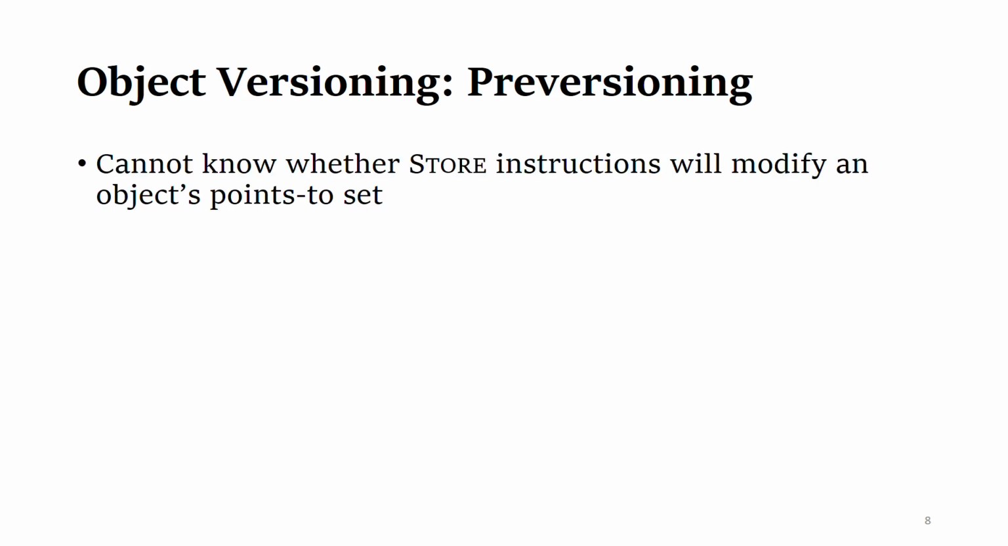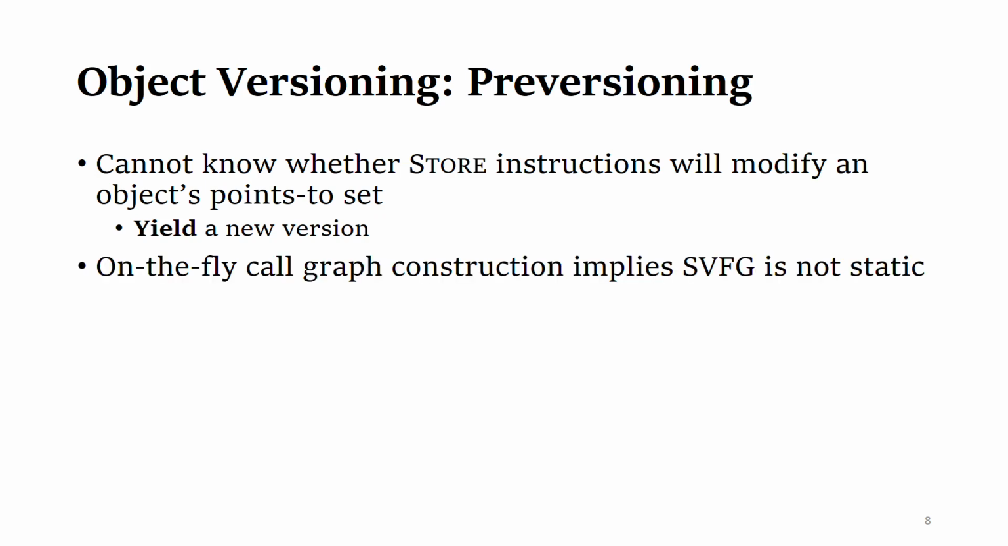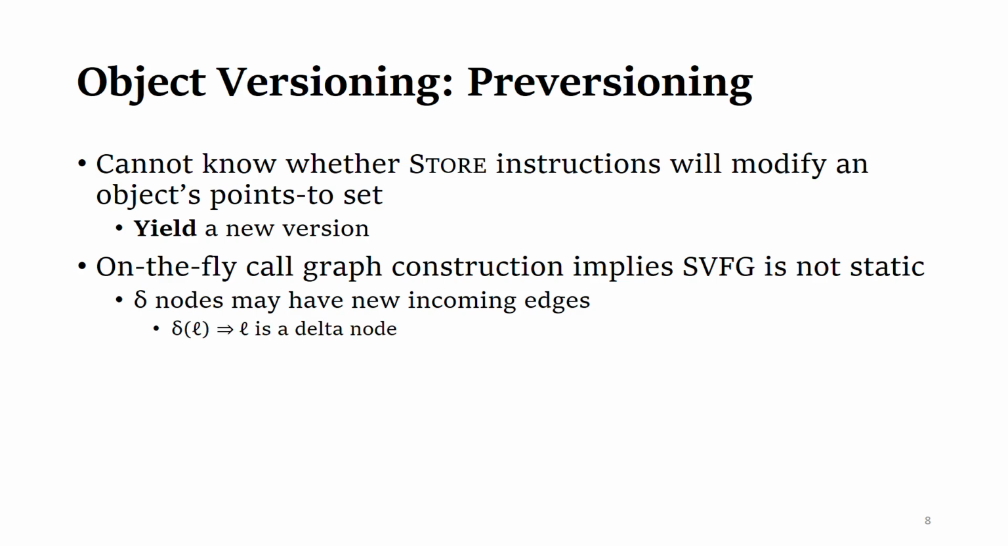For pre-versioning, we apply versions according to two main rules. Firstly, we cannot know before the analysis that a store instruction will modify an object's points-to set. So we say that each such instruction yields a new version, or a preset version. Secondly, the SVFG is not static since on-the-fly call graph construction implies it is incomplete. At analysis time, what we term delta nodes may have new incoming edges as the call graph is constructed. We use the notation delta L as a function to show that L is a delta node.